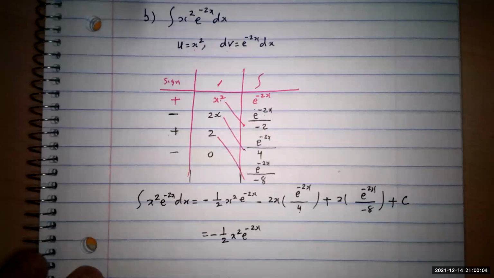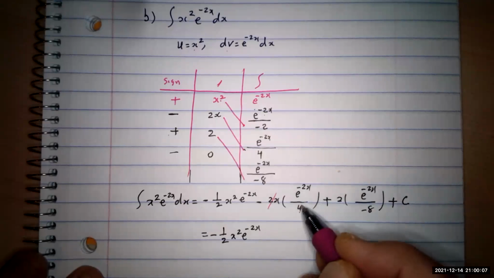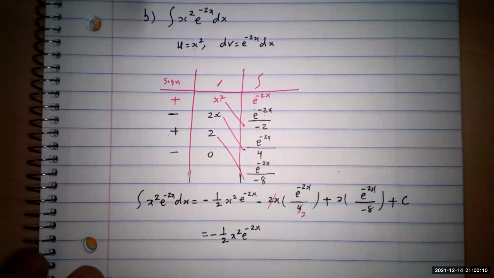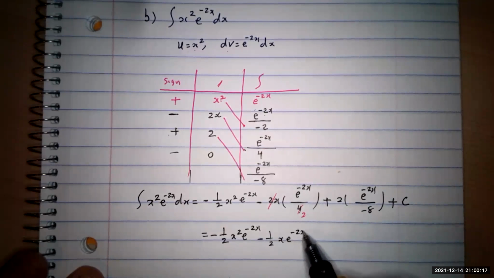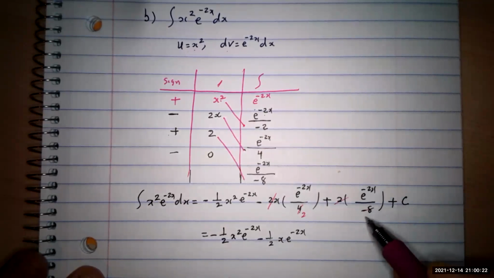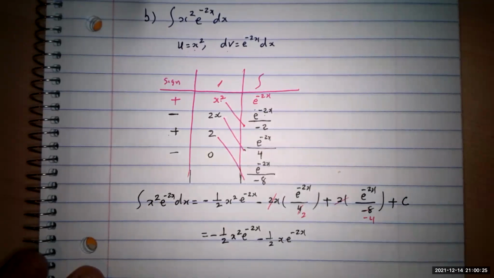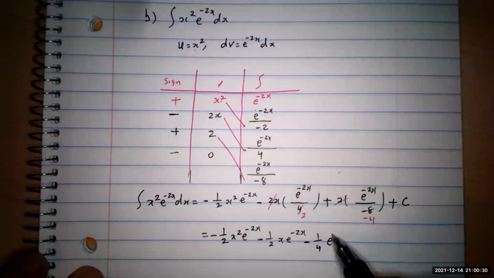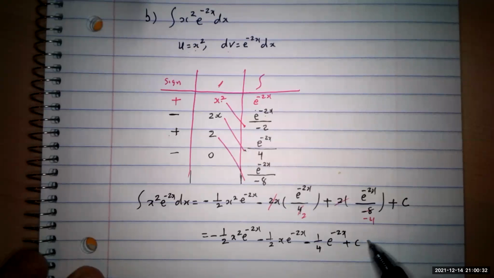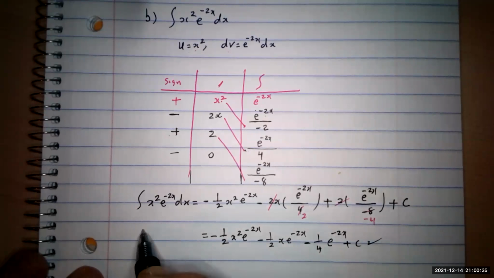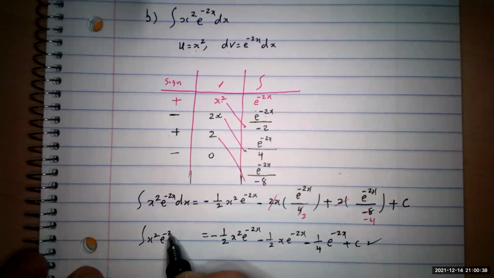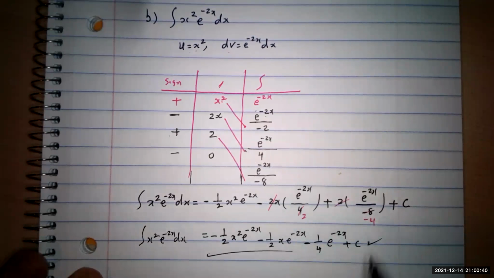And over here, these two would simplify. So that gives you again a negative half x e to the negative 2x. And over here, this is a 2 and the 8. So we simplify that, it gives a negative 4. So it's going to be minus a quarter e to the negative 2x plus the constant c. So that gives you the integral of x squared e to the negative 2x dx.